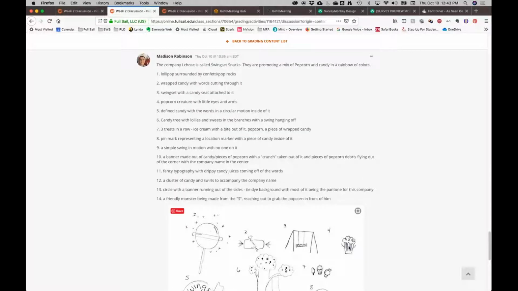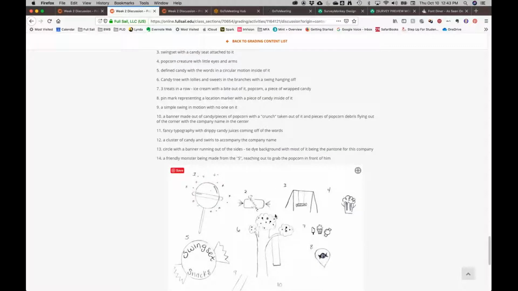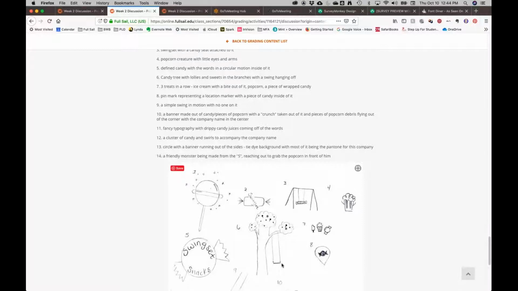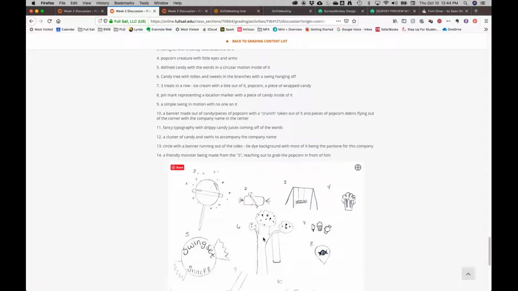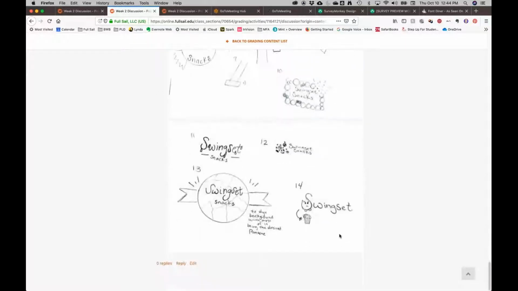Number 4, popcorn creature. Yeah, that's good. Maybe popcorn creatures on the swing. Tree full of popcorn treats with a swing off it. Yeah, I like that. So I do like number 6, number 4, and maybe 13. You're gonna have to work that out. I wouldn't do the type inside the icon. That's kind of difficult to work with.